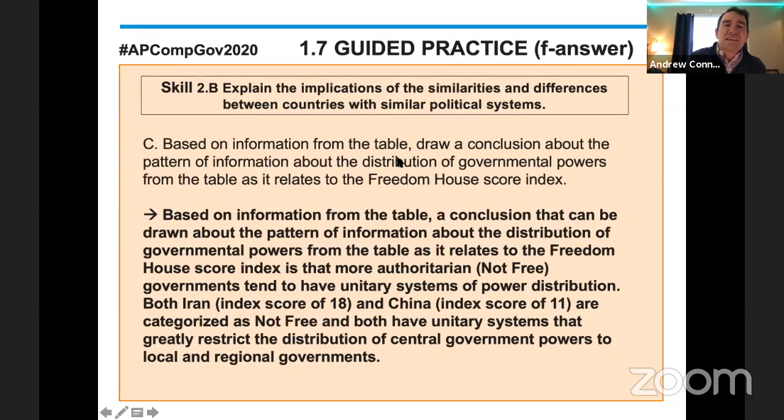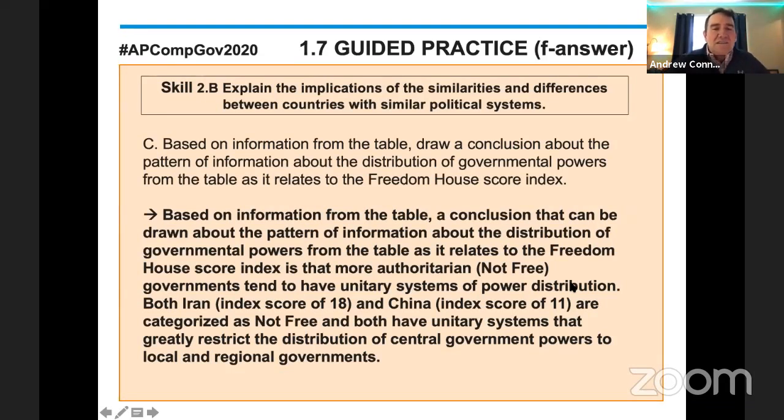And we have to say something about the pattern of information, the distribution of governmental powers from the table, as it relates to the Freedom House Index score. So we're going to draw a conclusion. The conclusion that can be drawn from the table about the pattern of information about the distribution of governmental powers as it relates to the Freedom House Score Index is that more authoritarian, not free governments tend to have unitary systems of power distribution.